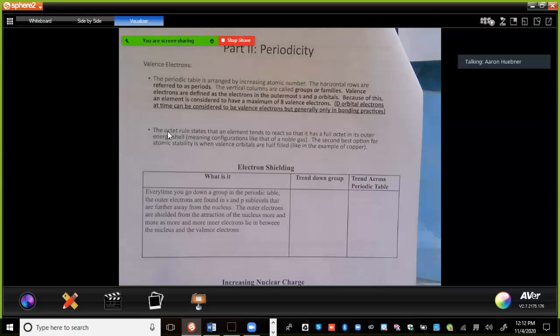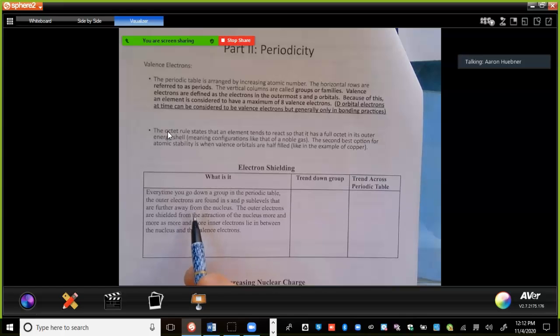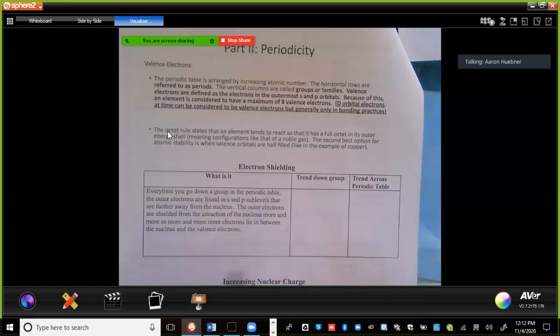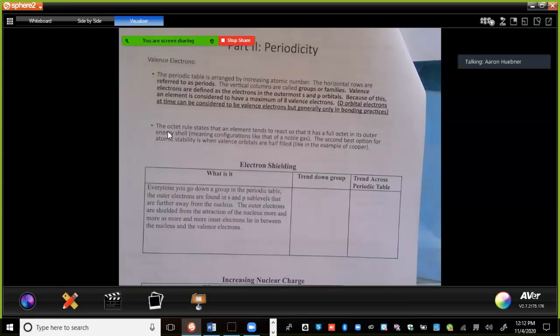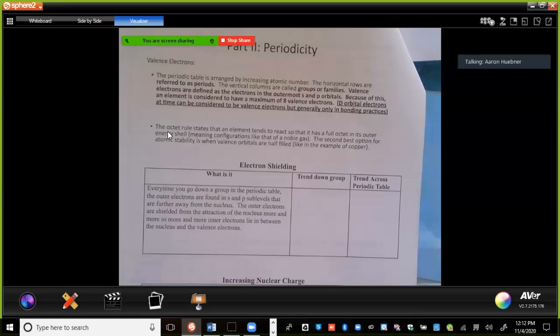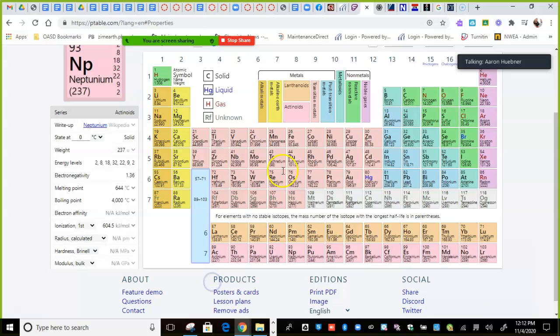So, moving on, we've got electron shielding, and I think this is written down in your packet. So, what is it? Every time you go down a group in the periodic table, the outer electrons are found in the S and the P sublevels that are further away from the nucleus. The outer electrons are shielded from the attraction of the nucleus more and more as more and more inner electrons lie in between the nucleus and valence electrons. So that's a bunch of words. Let's look at the periodic table and make some sense of that.